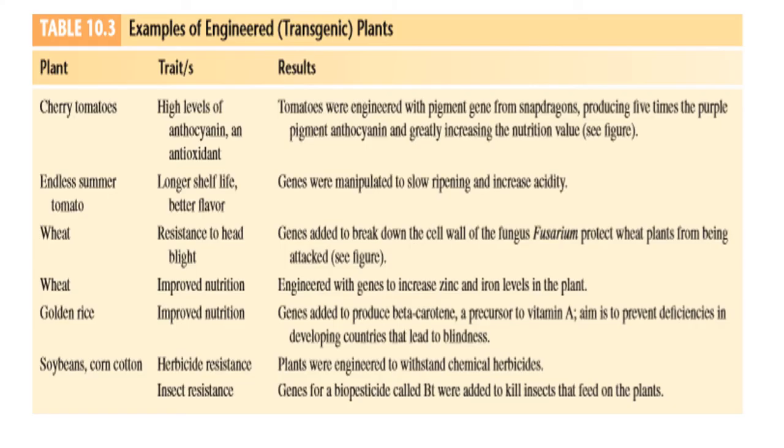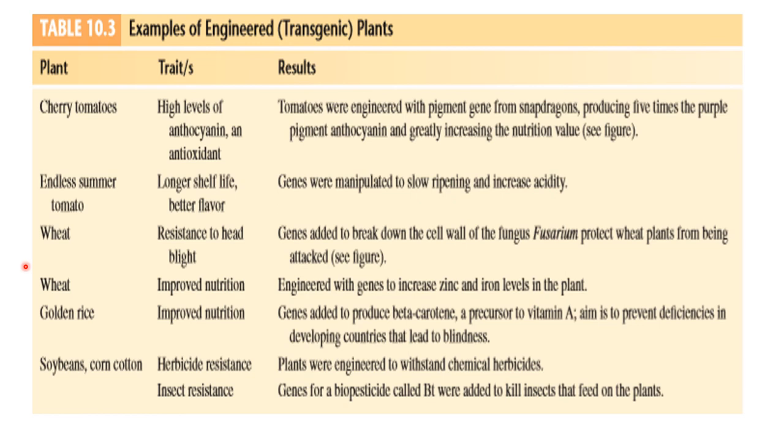Summary of the whole discussion that we have discussed, starting from the insect resistance plants to the animal husbandry, these two slides cover the whole summary. Cherry tomatoes, high level of anthocyanin, antioxidant. Tomatoes were engineered with a pigment gene from snapdragons, producing 5 times the purple pigment anthocyanin and greatly increasing the nutrition value. Endless summer tomatoes, long shelf life, better flavor. Genes were manipulated to slow ripening and increase acidity.